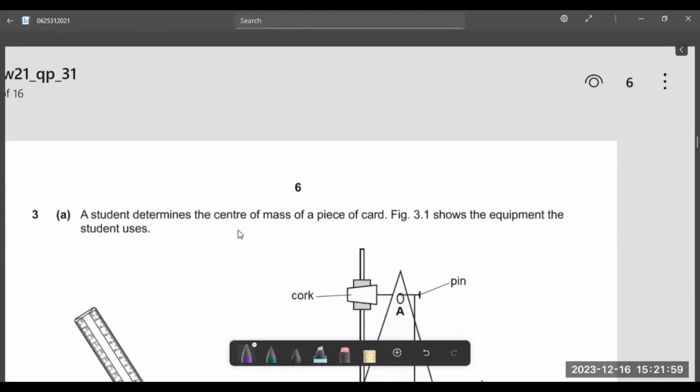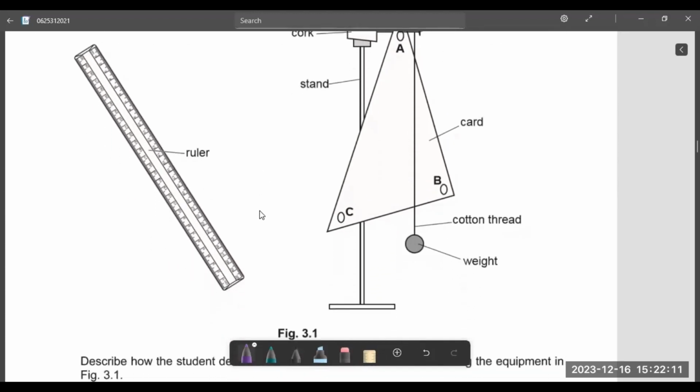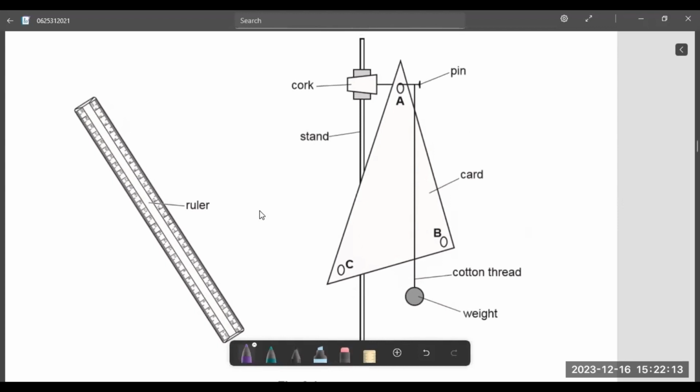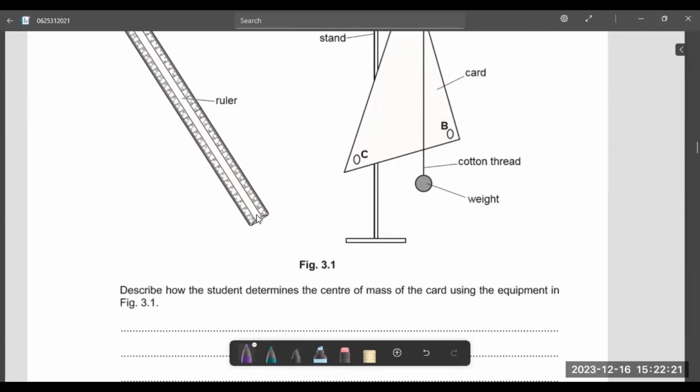Next, a student determines the center of mass of a piece of card. Figure 3.1 shows the equipment. So he is finding the center of mass by using this equipment. One roller is there. Describe how the student determines the center of mass of the card using the equipment.